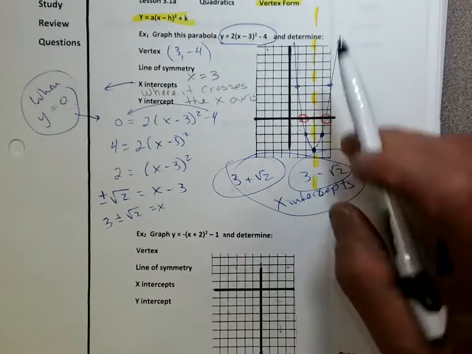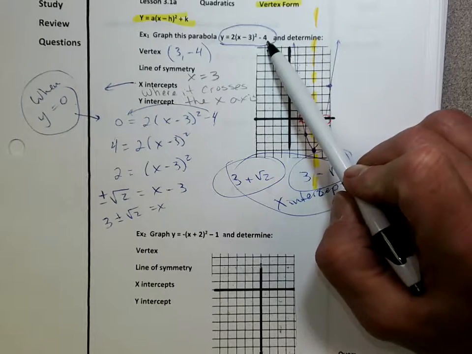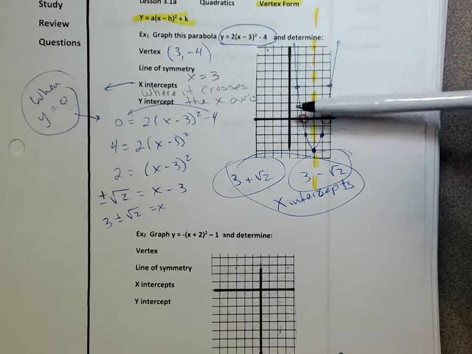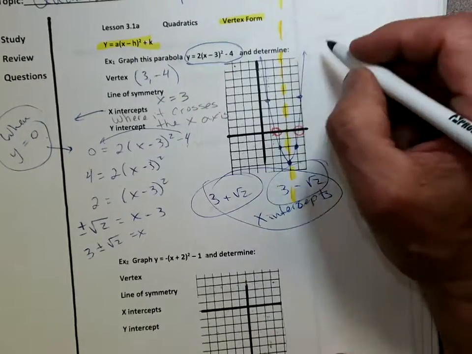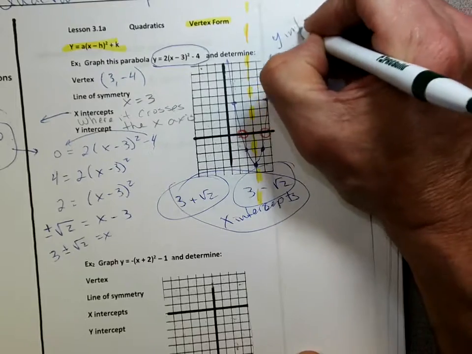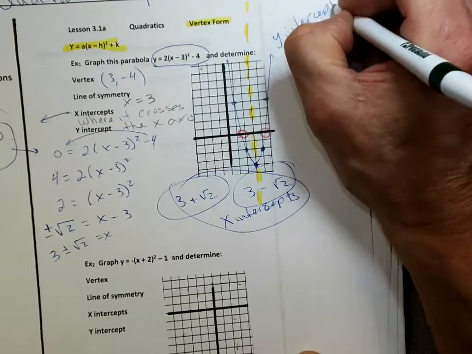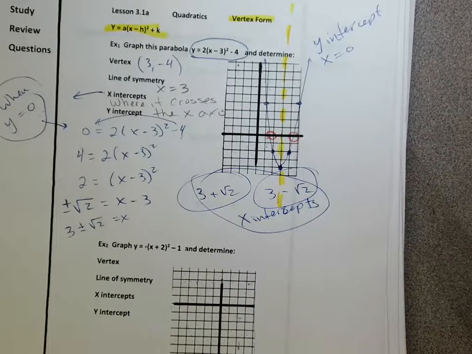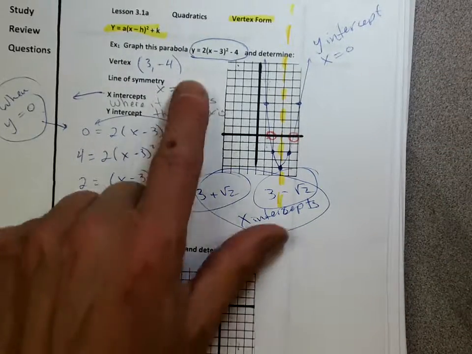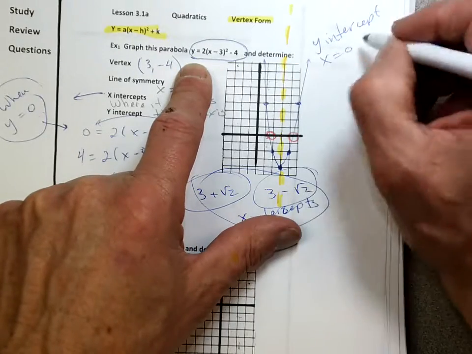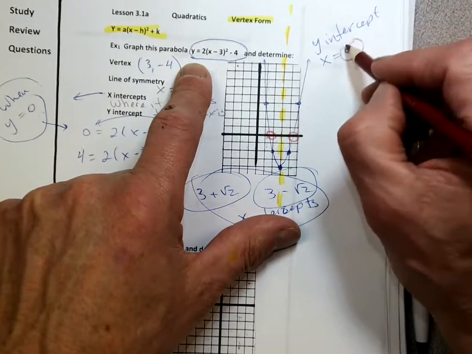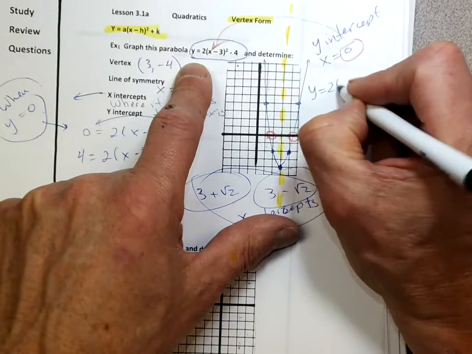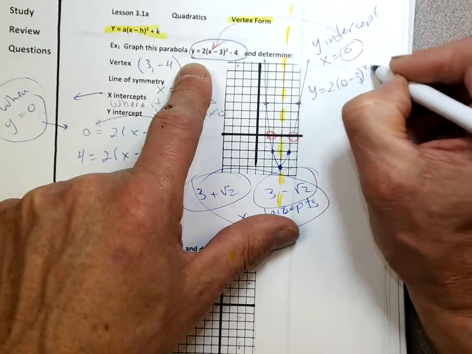Well, at first I think the y-intercept is 4, right? Because that's normally the way it works. But not in this case. In fact, the y-intercept has to be where x is 0, okay? Now this one's pretty easy to find. Write this down please. My y-intercept is when x equals 0. So I'm just going to let x equal 0 and plug it in here: y equals 2 times 0 minus 3 squared minus 4.